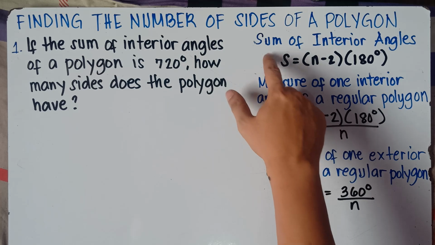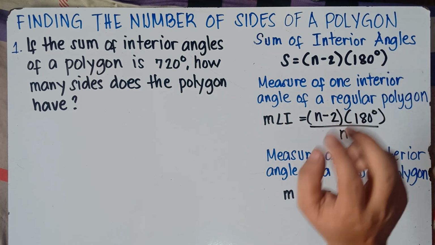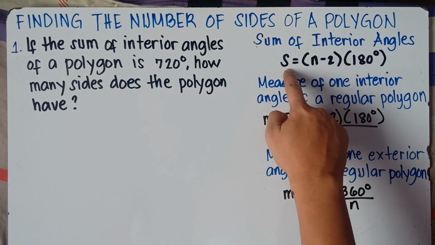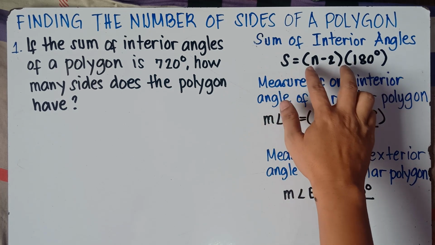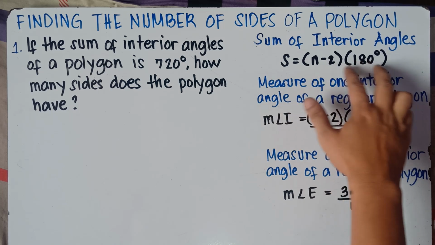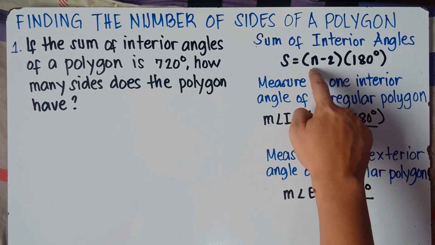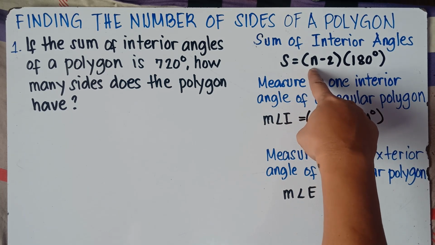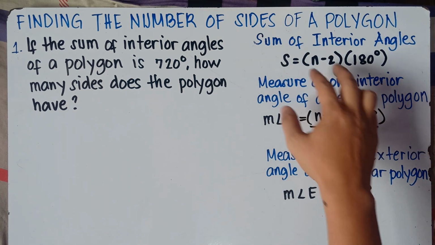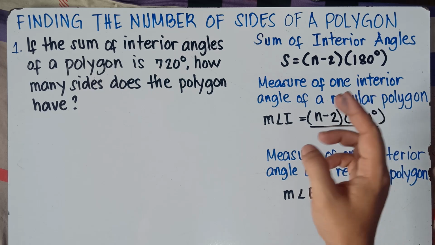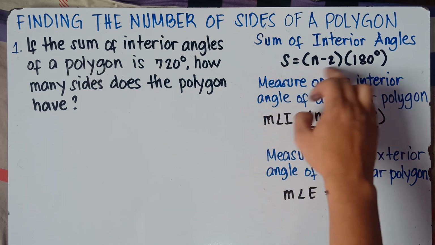First, we have the sum of interior angles, and the formula is S, which represents the sum, equals quantity n minus 2 times 180 degrees. Now n, class, represents the number of sides. So if you are given the sum of interior angles, we can find the number of sides using this formula.